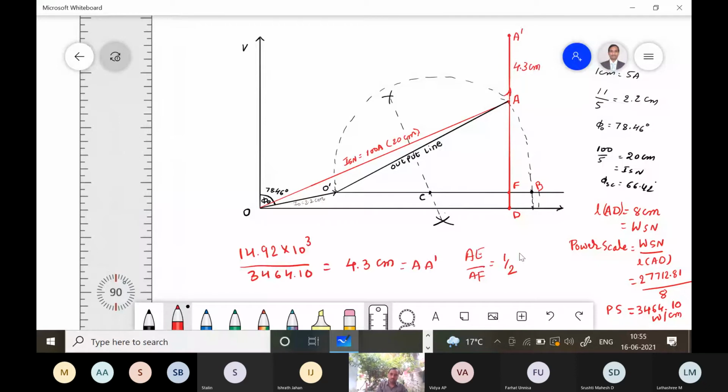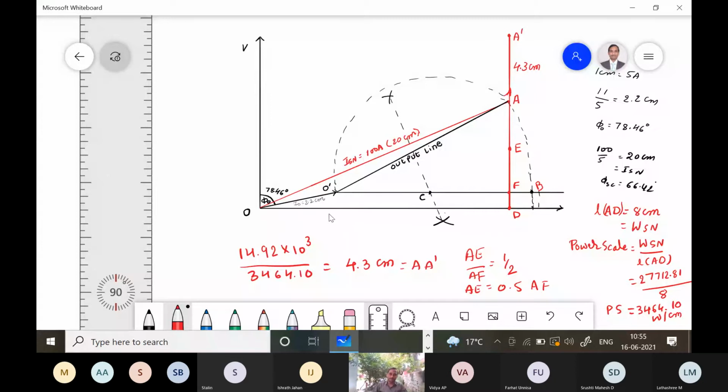So total copper loss is called AF, and AE we need to locate. So therefore AE is equal to 0.5 times AF. So the location of E point is exactly in the middle of AF. This is point E. Divide AF equally, you will get the point E.